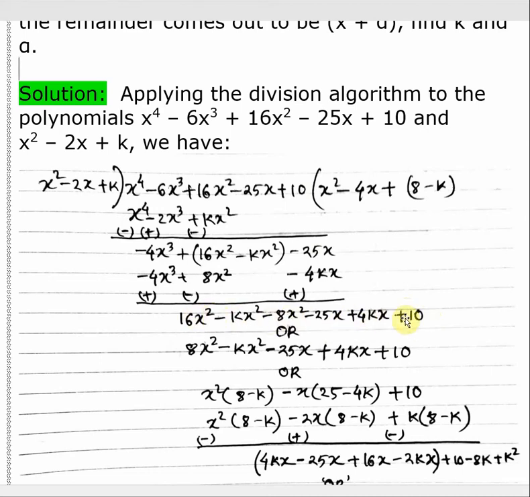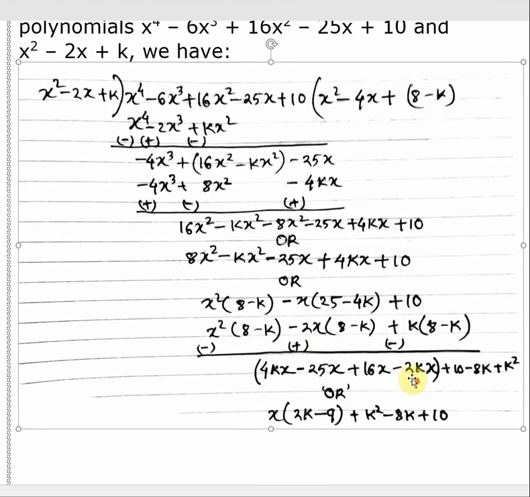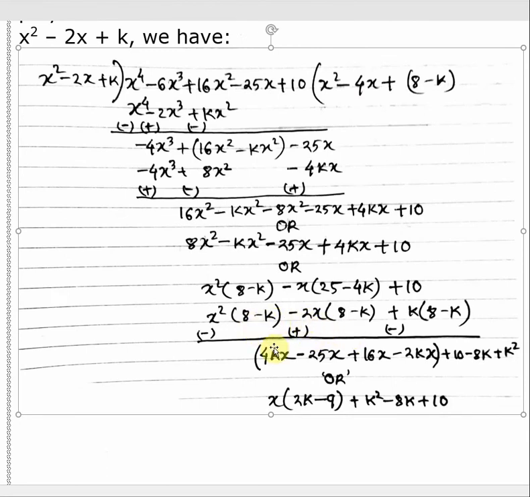This is a big equation, so I have simplified this and brought it into this form: x square into 8 minus k, minus x into 25 minus 4k, plus 10. This whole big equation has been brought down into this one. Now x squared into 8 minus k, means 8 minus k is a quotient coefficient. So I have taken the quotient here as 8 minus k. Then x squared into 8 minus k gives me this and this. Once again this is giving me one big expression.